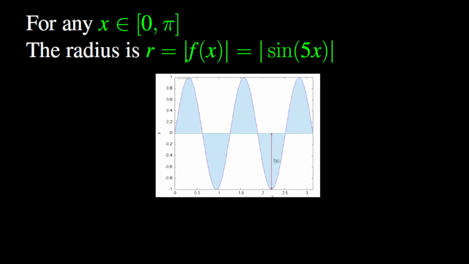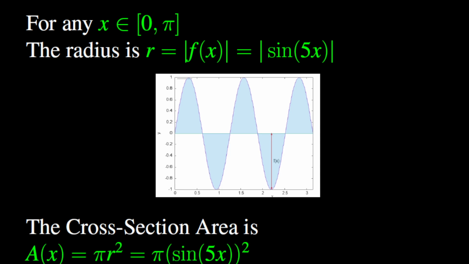The shaded region on the following graph corresponds to the region that will be rotated around the x-axis to obtain the solid. It is clear that, for any x in the interval from 0 to pi, the radius of the disk is given by the absolute value of the function f of x. This is the distance from the axis of rotation to the curve y equals sine of 5x.